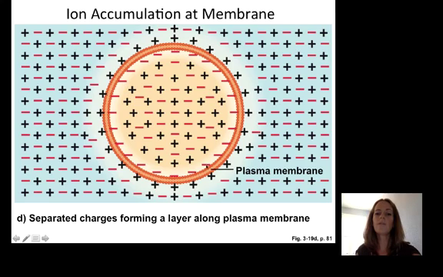So if we look at the overview of this, if we have a negative membrane potential inside a cell, we have negative ions building up inside the membrane and positive ions building up outside the membrane. These separated charges will form a layer along the membrane that is just itching to equilibrate. It wants to change. Remember that cells want to be in chemical equilibrium, due to chemical gradients. They want to be chemically neutral. They also want to be electrically neutral, due to electrical gradients.